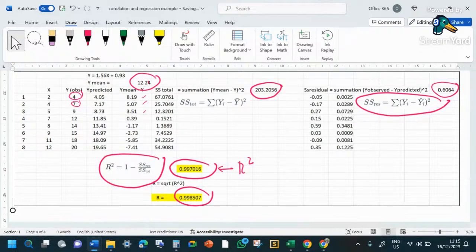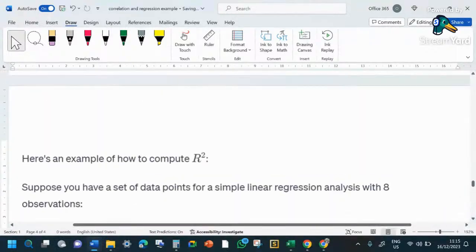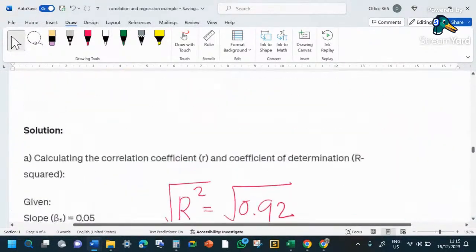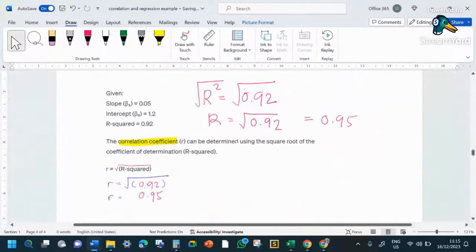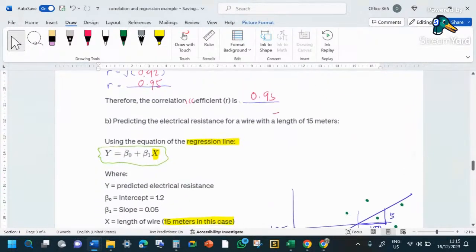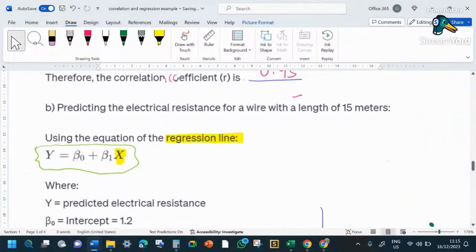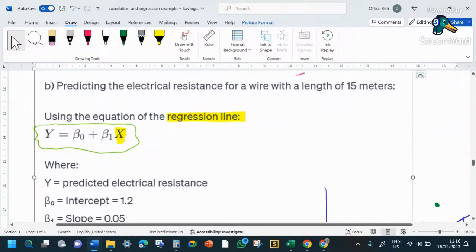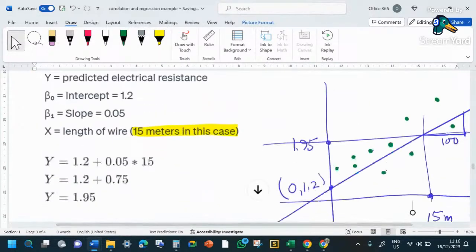Instead, this data is already given. I just showed it to you so you will know how they were taken. But those are not the data that was analyzed for this example. Right. Next one, number 2, is to predict the electrical resistance for a wire.